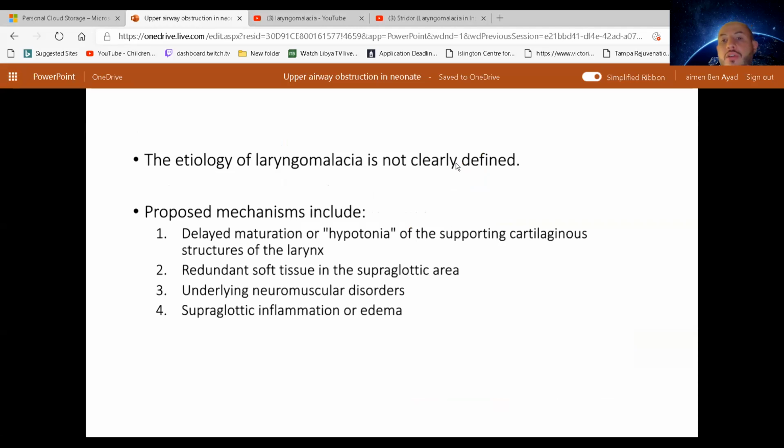What's the cause? Nobody knows, but there are proposed mechanisms: it can be delayed maturation or hypotonia of the cartilage. It can be redundant soft tissue. It can be an underlying neuromuscular disorder, or there are suggestions of some inflammation and edema of the subglottic area.